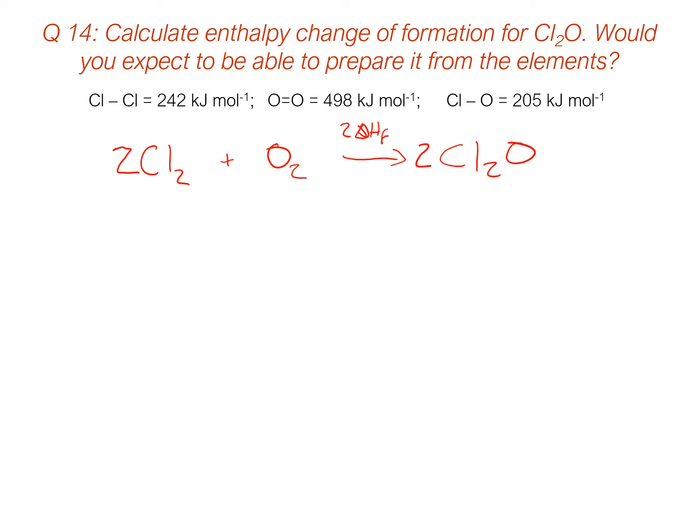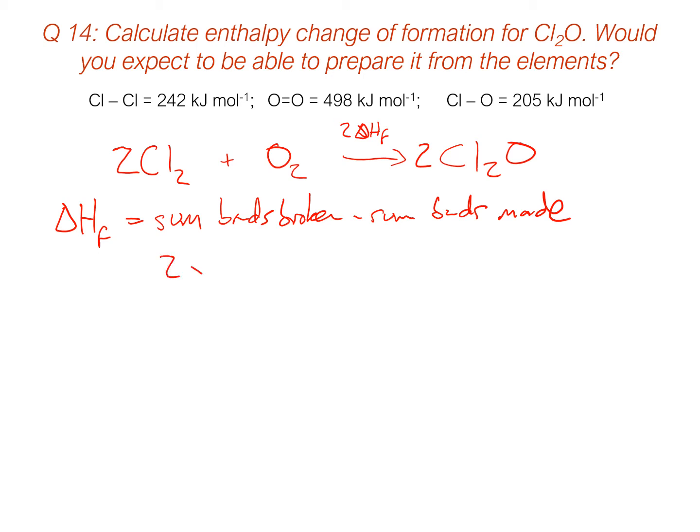When we're working out the enthalpy change of formation from bond enthalpies, it's quite simple. The delta H of formation is essentially the sum of all the bonds broken minus the sum of all the bonds made. This is some dreadful handwriting. So all of the bonds broken minus all of the bonds made. Let's see what we're breaking. As the bonds broken, we've got 2 Cl-Cl bonds getting broken and 1 oxygen double bond being broken.